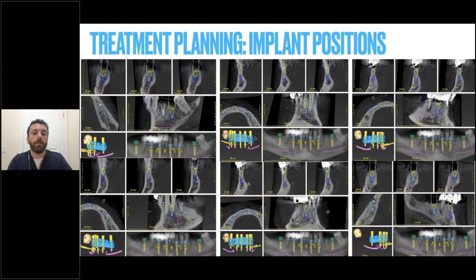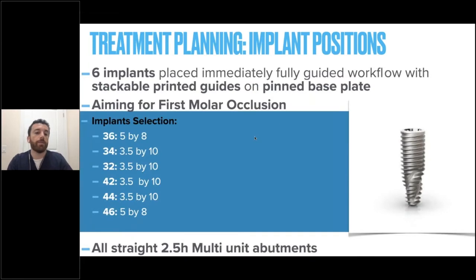So the treatment planning call lets you, like I mentioned, plan your implant positions. Typically, we're aiming anywhere between 5 to 6 implants if the anterior to posterior spread allows it, to maximize the implant positioning and decrease the cantilever length. In this case, we were able to plan for 6 implants to be placed immediately fully guided. And there's a number of implant selections that I've listed on the side here. All were managed to be able to be placed using straight height multi-unit abutment, which is always easier to handle and work with.